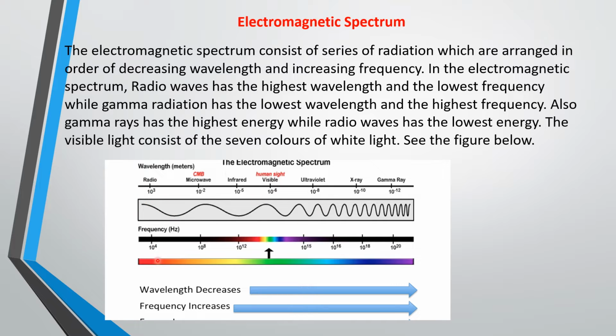So if you look at this diagram, this gives you the radiations that are on the electromagnetic spectrum. One is radio wave, followed by microwave, followed by infrared, followed by the visible light, then ultraviolet, X-ray, and gamma. So we have 1, 2, 3, 4, 5, 6, 7 radiations that make up the electromagnetic spectrum. This is the visible light that I mentioned.